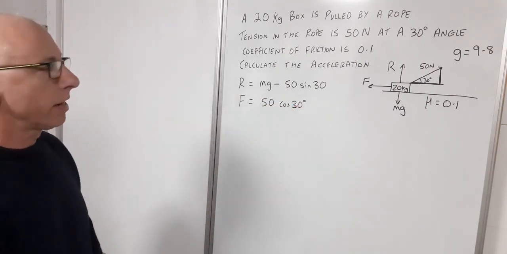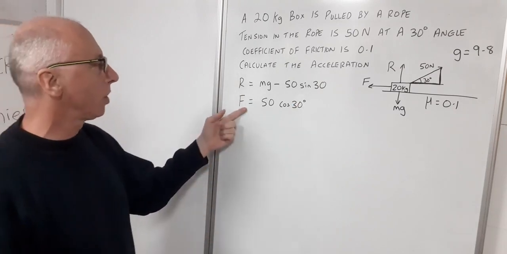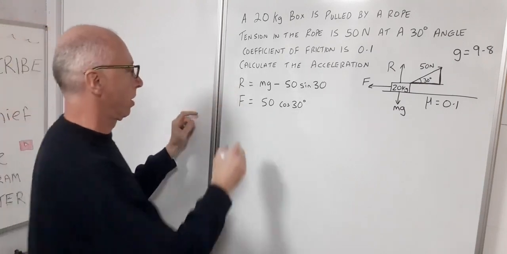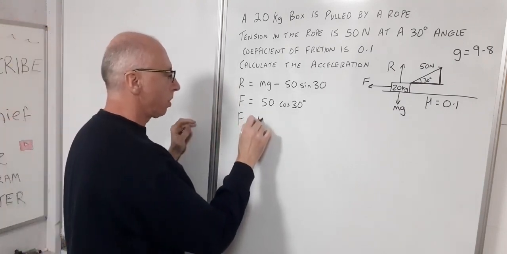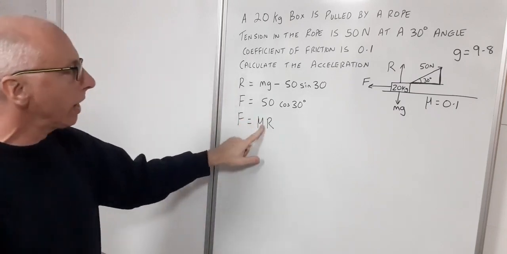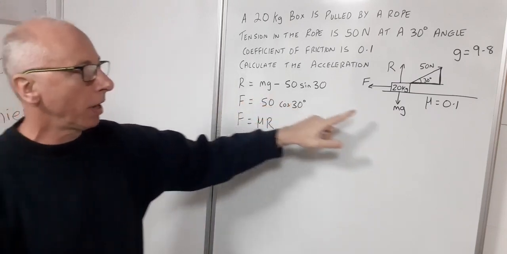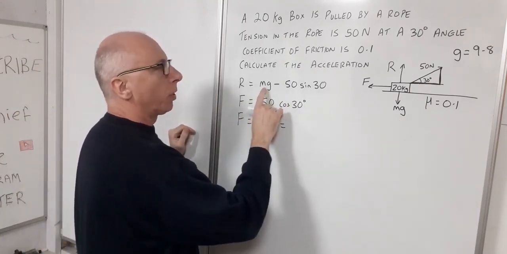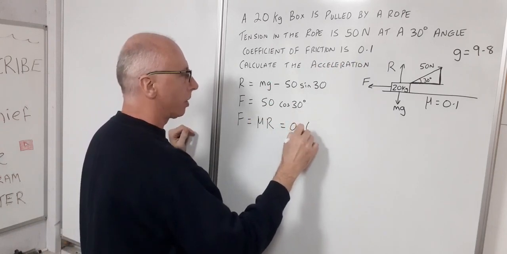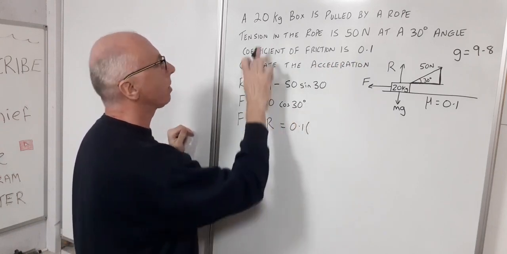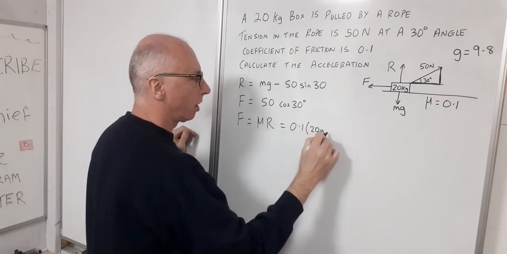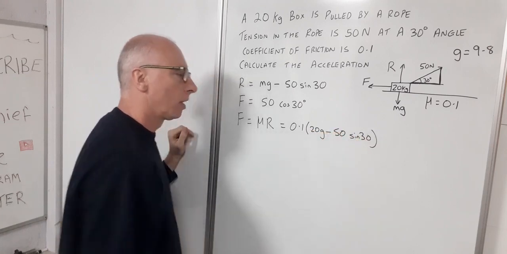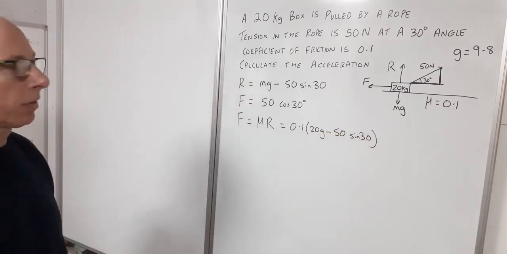Okay, right. Now our equation for the friction force: force equals mu times the resulting vertical force. So if we write that as F equals mu times R, we now need to multiply our R by the coefficient of friction. So that equals 0.1 times these forces here. So mass is 20, so we'll have 20g minus 50 sine of 30. Okay, right. So now we've got these forces.